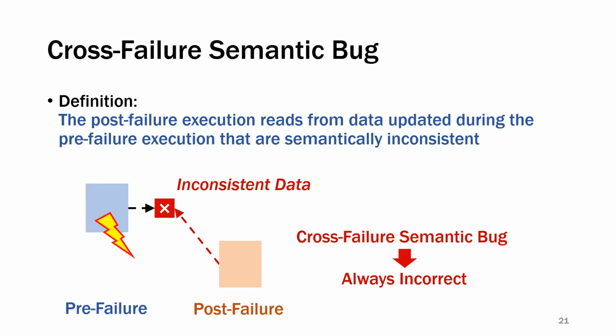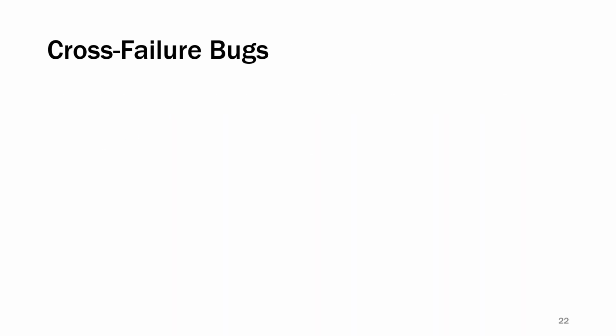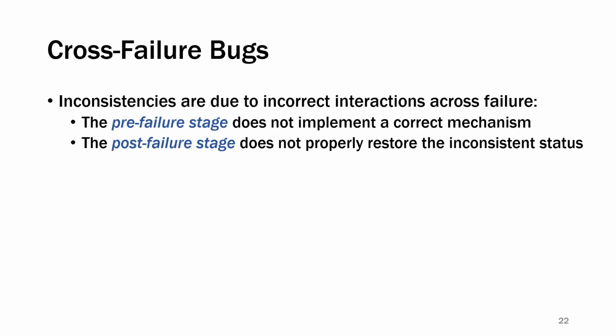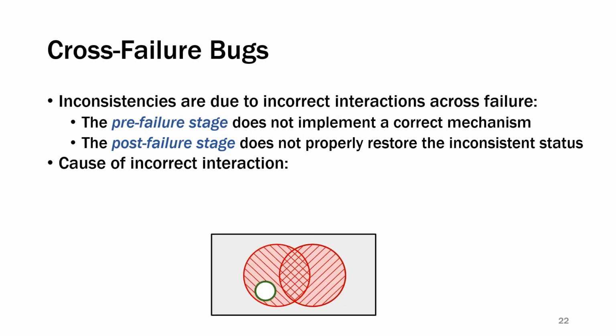For more details about cross-failure semantic bug and more scenarios that fall into this bug, please refer to our paper. In summary, inconsistencies are due to incorrect interactions across failure. The pre-failure stage may not correctly implement a cross-consistency mechanism, and the post-failure stage may not properly restore the status.